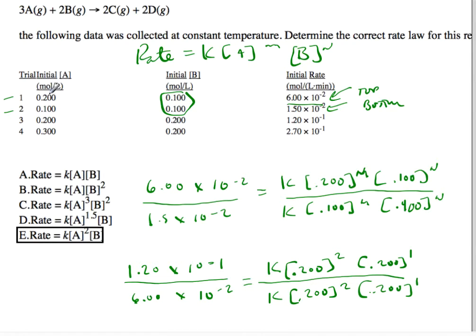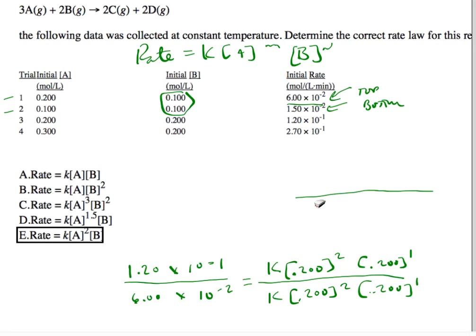Concentration of A is going to be 0.02 to the nth power. Concentration of B, 0.1 to the nth power. Same thing, I take reaction 2. My rate is 1.5 times 10 to the negative second. You can see that right there. k, concentration of A is going to be 0.1 to the nth, and then 0.1 to the nth power. What I do is cancel whatever is constant.